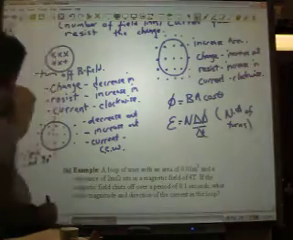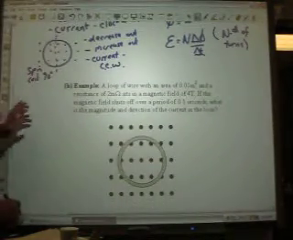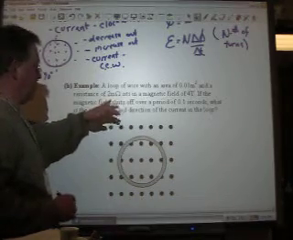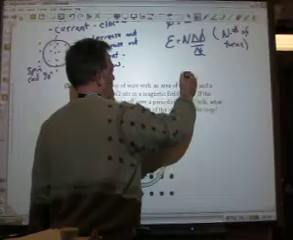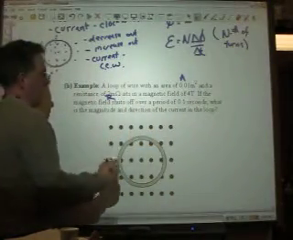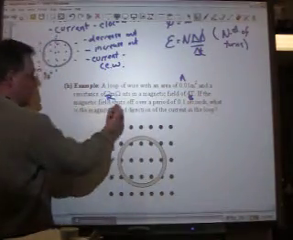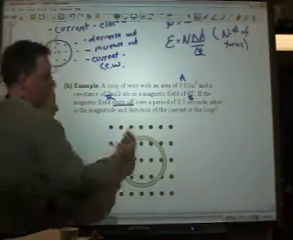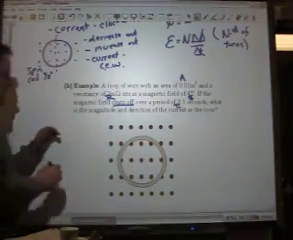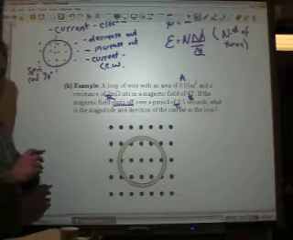So here's an example. A loop of wire has an area of 0.01 meters squared and a resistance of 2 milliohms. So we're going to say that this is our area and this is our resistance. Magnetic field, so there's B. The magnetic field shuts off, that's kind of important to know, over a period of 0.01 seconds, so that's a time. And then I want to know the magnitude and direction of the current in the loop.